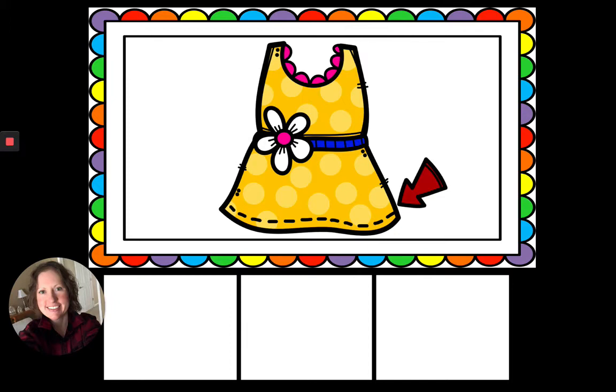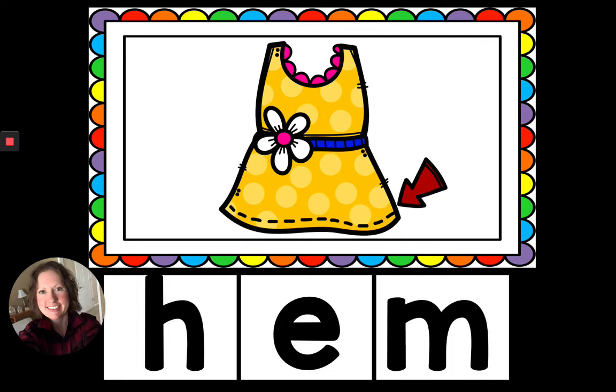Let's break down the sounds we hear in hem. Eh, mm. Now let's put the letters that would make those sounds. Eh, mm. Hem, hem. We spelled hem, boys and girls. Well done.